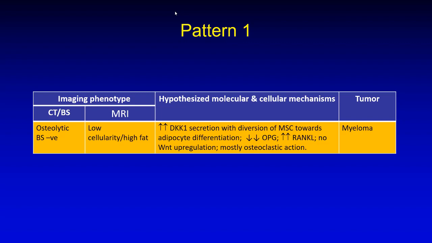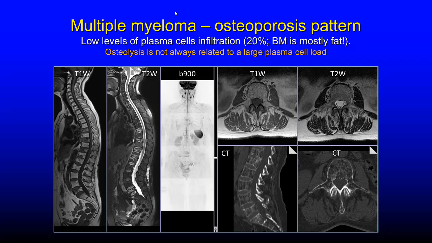Pattern number 1. I should have a name for this pattern number 1, but I don't have a name for it. Okay, so in this pattern, these are osteolytic metastases. The bone scan is negative. The MRI shows you low cellularity. Low cellularity. So how does that happen? Does it happen? Is the first question. Well, take a look at this.